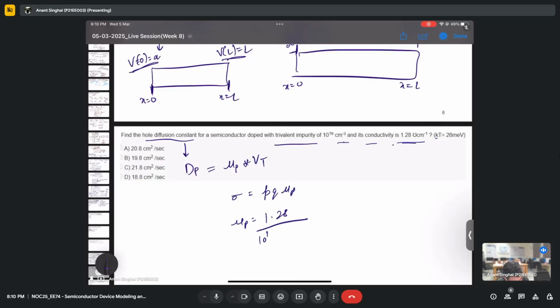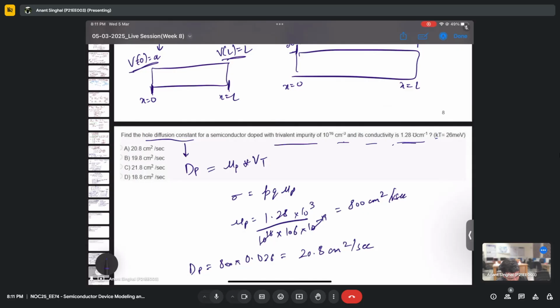q is 1.6 times 10 to the power minus 19. So this is 800. Okay, so mu p is 800. So Dp is nothing but 800 times 0.026, which is 20.8 centimeter square per second. So option A is the correct answer.